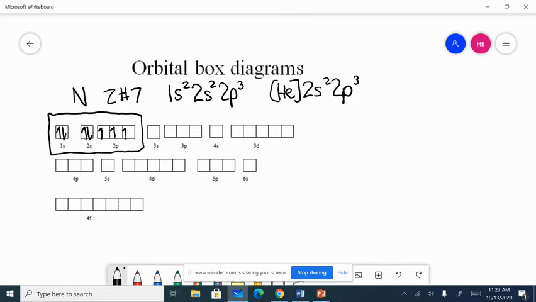This also tells us that nitrogen has 3 unpaired electrons. And these 3 unpaired electrons are why nitrogen usually forms 3 bonds. So we'll learn about that in the future.